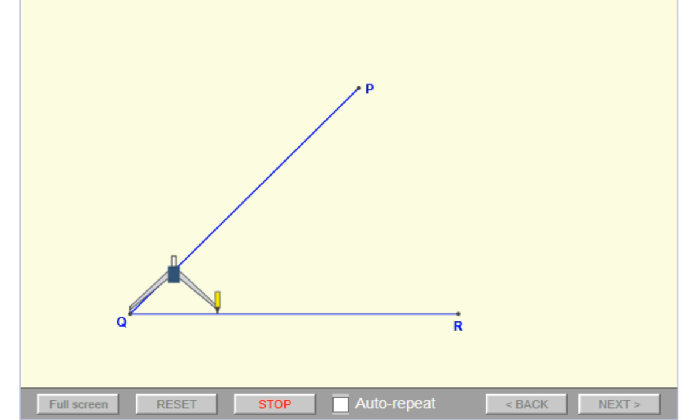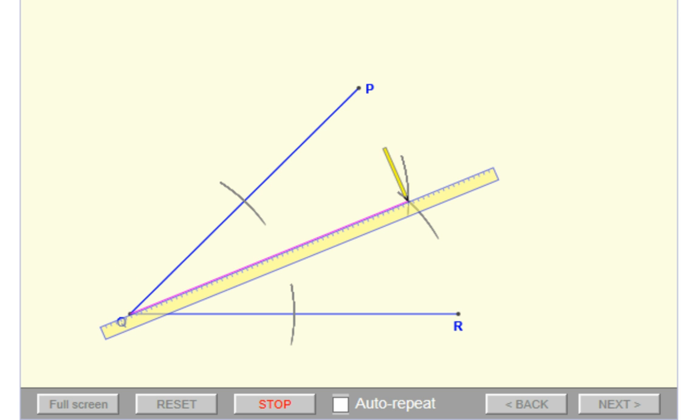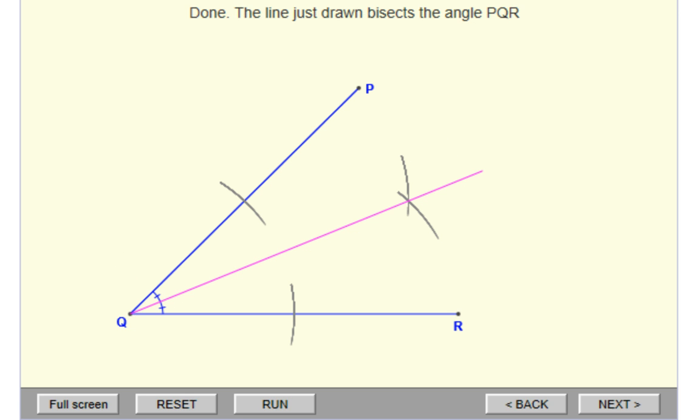So here's our angle. We're going to draw an arc that goes through both rays of the angle, and then put the point of the compass on the intersections we've created and draw arcs out in the middle of the angle, which, when we draw a line segment from the vertex of the angle to the intersection of those two arcs, that line segment will bisect the angle.